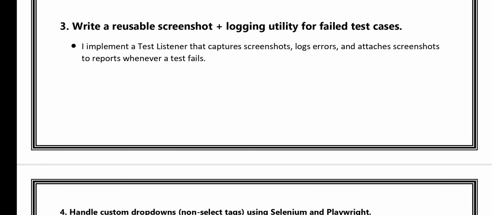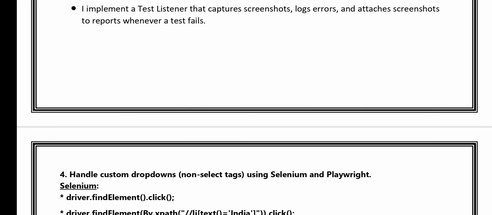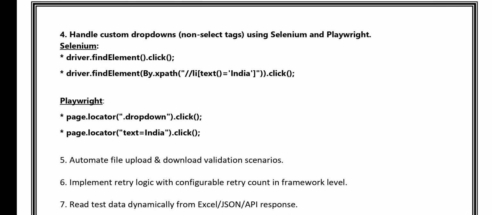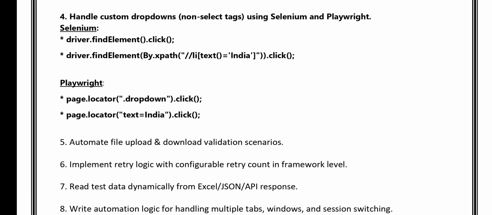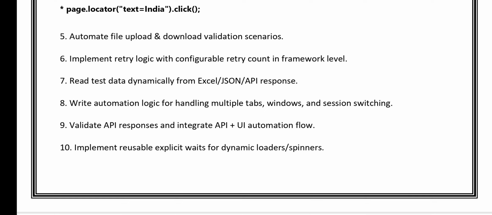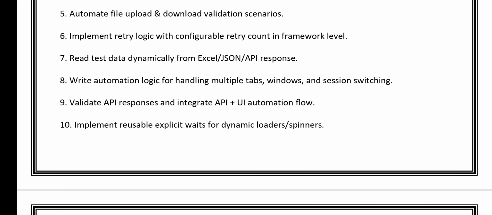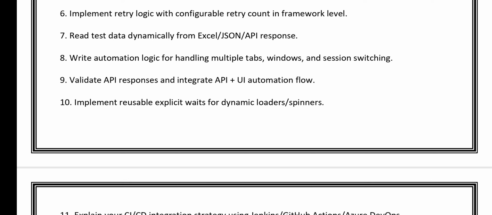Can you write a reusable screenshot plus logging utility for failed test cases, and how do you implement it? How to handle custom dropdowns using Selenium and Playwright? And the next question is about automating file upload and download validation scenarios. How to implement retry logic with a configurable retry count at framework level? How to read test data dynamically from Excel, JSON or API response?